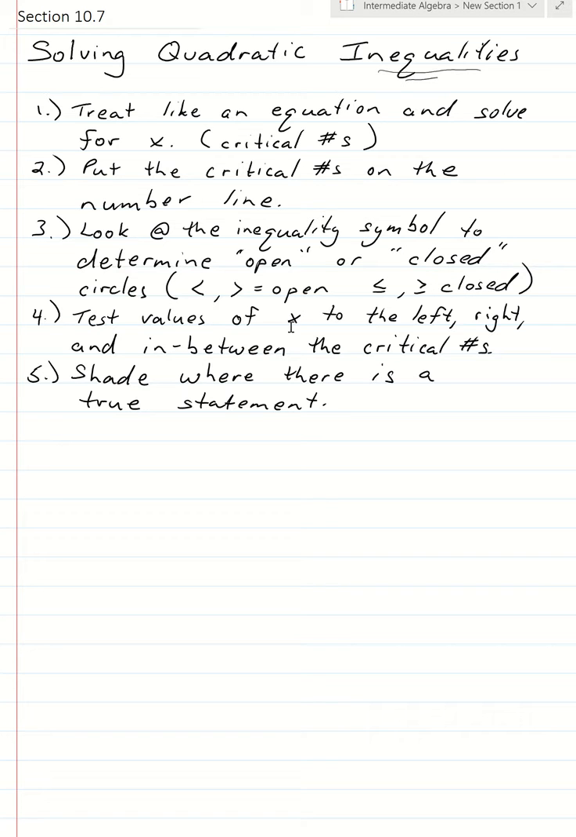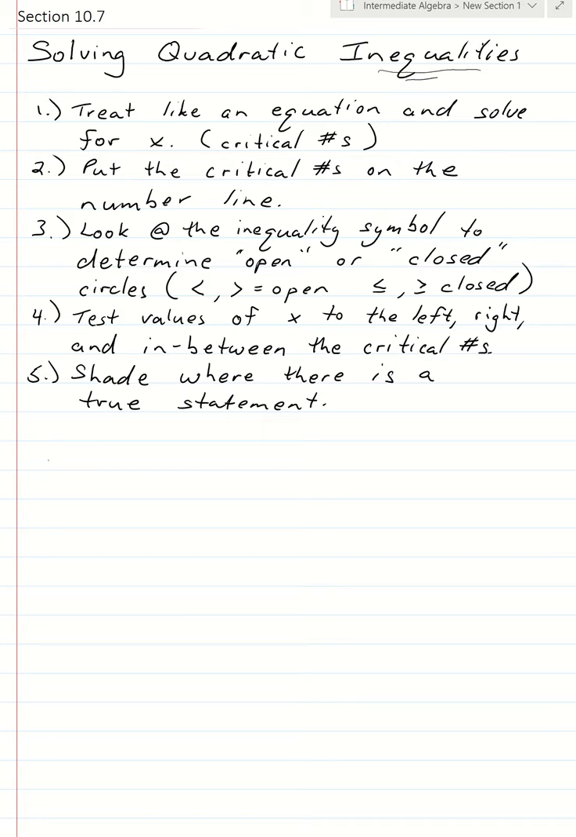Then we're going to pick values of x that fall to the left, to the right, and in between the critical numbers. And then you're going to test those numbers in the inequality, and you're going to shade where there is a true statement left. Now, let's see how we're going to use these steps to solve quadratic inequalities with some examples.